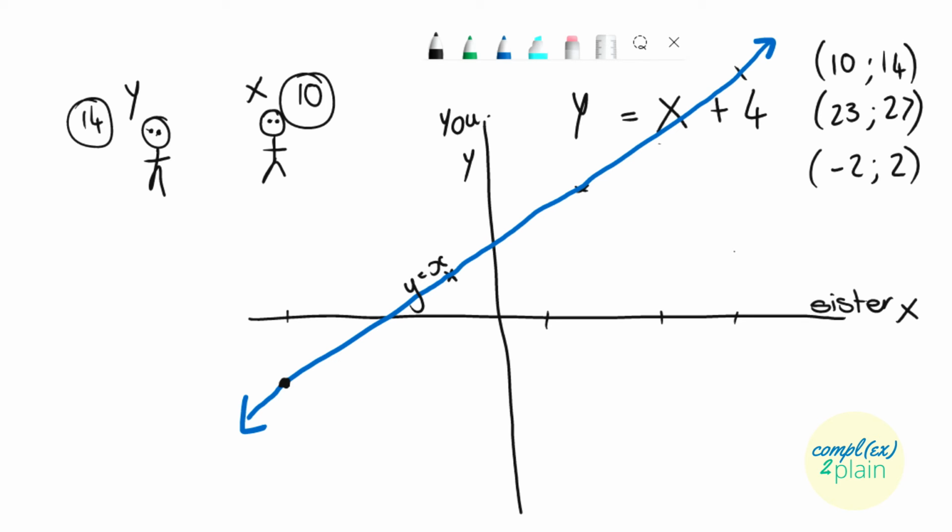Y equals X plus usually label them like that. No, you can interrogate this formula. You don't even have to draw the line. You can just interrogate this formula to find your ages at any given time. Okay, and that's how functions work.